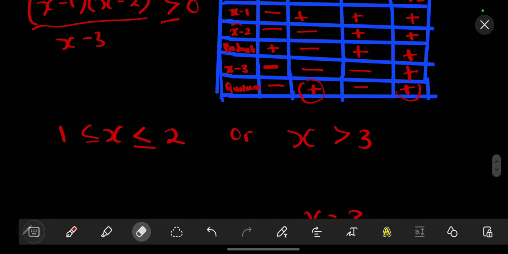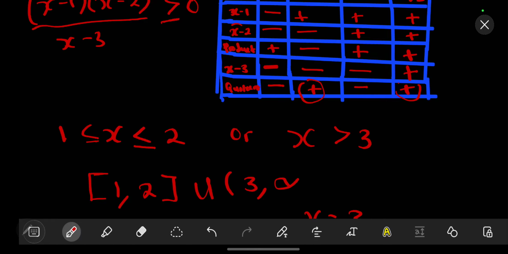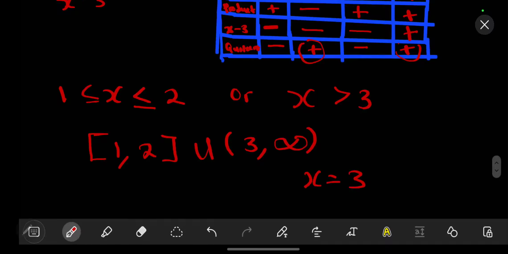Now writing this as our solution, your value of x is from 1 to 2, so we are going to use our square bracket, then we use 1 and 2, another square bracket. Then the symbol for union, so we are going to say union of x greater than 3. The smallest will be 3, not included, so this bracket. Then the highest value will be positive infinity like that. So this is how we do that.